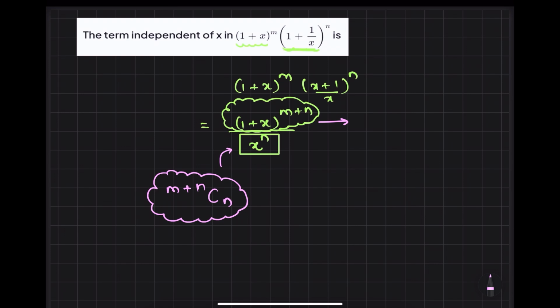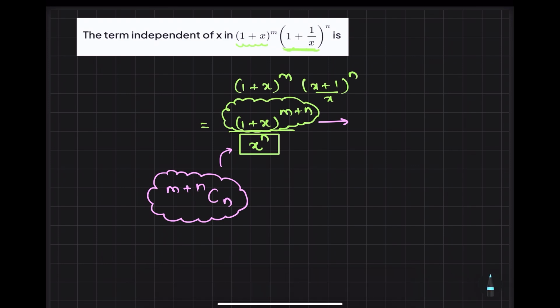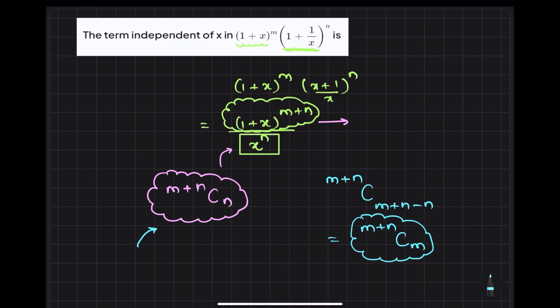Suppose that this is not part of your answer, so what will be the answer? You know that this is 100% correct, so they may have manipulated the lower subscript by using that property, m plus n C (m plus n minus n). So the second option would be m plus n C m. So either this thing will be in the options or that thing will be in the options. Which means both are correct. I hope the idea is clear.